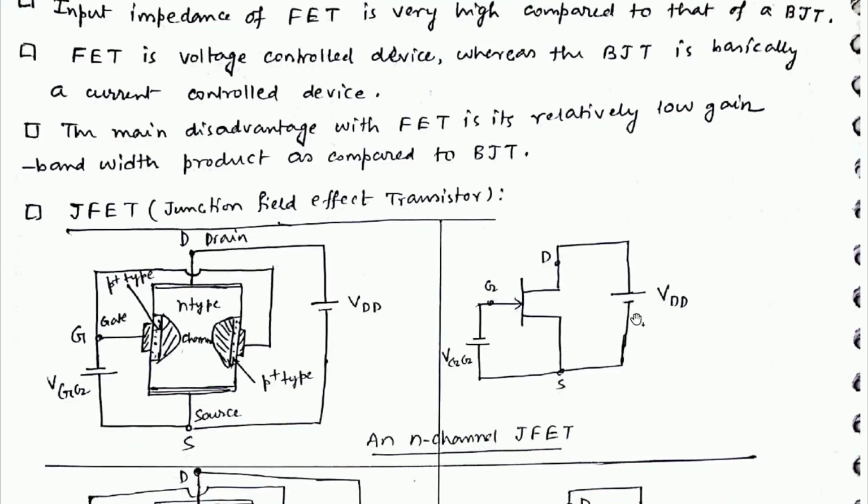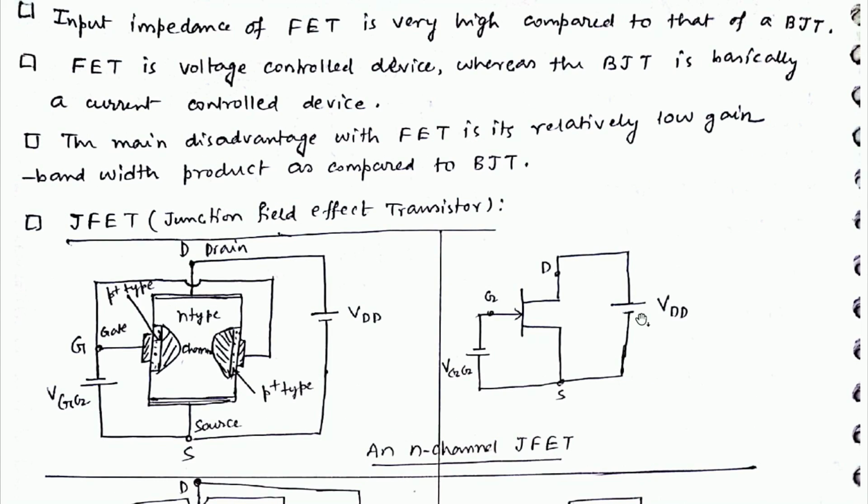Okay, so now we are going to enter a very important section, FET. Input impedance of FET is very high compared to that of BJT. FET is a voltage controlled device, whereas the BJT is basically a current controlled device. The main disadvantage with FET is its relatively low gain bandwidth product as compared to BJT.